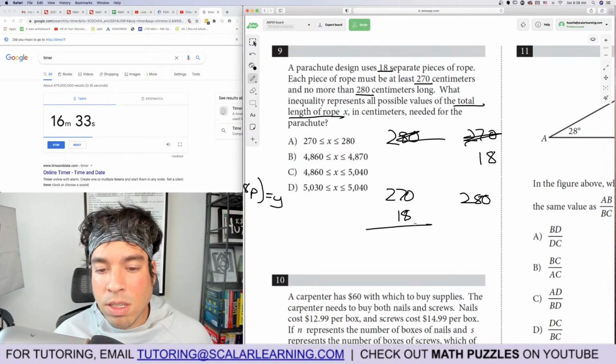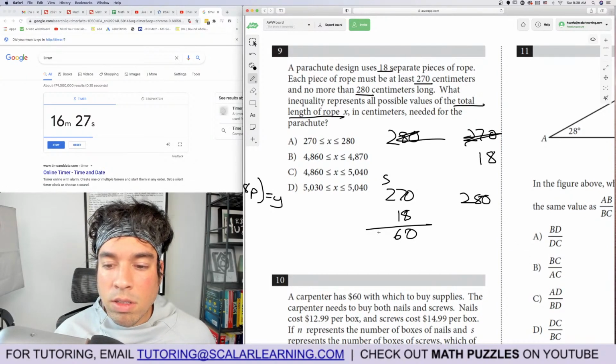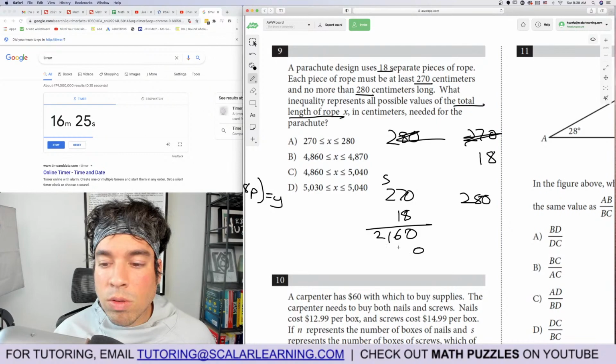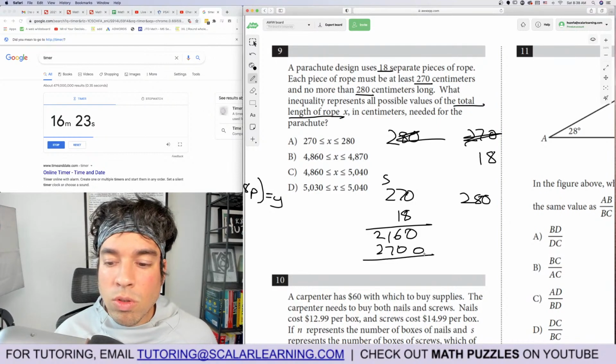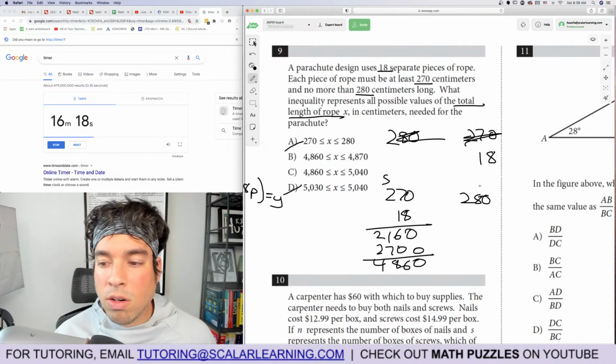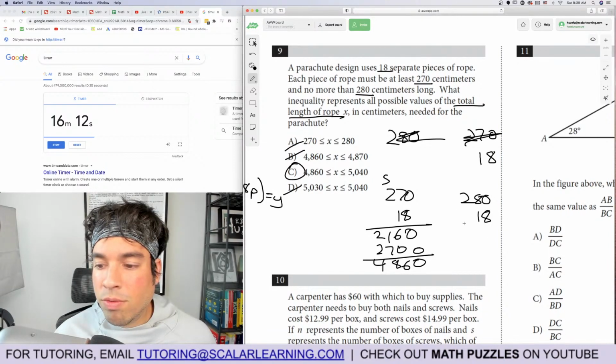So let's first do 18 times this. I bet it's 4,860 because there's 2 of them. 0, 6, 5, 16, 21, 0, 0, 7, 2, 0, 6, 8, 4. So you're out. And then there's no way this is right. It's definitely 5,040. But let's do it just for fun.